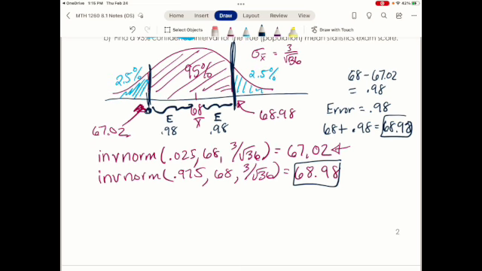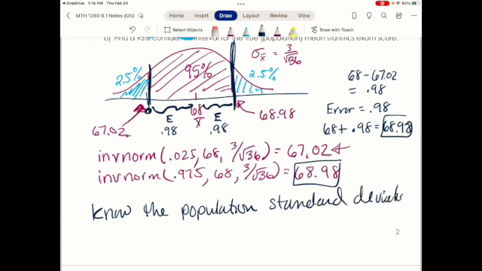Lastly, you can use the confidence interval function on the calculator. Remember, for this section, when you know the population standard deviation, you use the Z interval. So you could put all that information on your calculator and you should get a lower bound of 67.02 and an upper bound of 68.98. So let's go ahead and practice that.